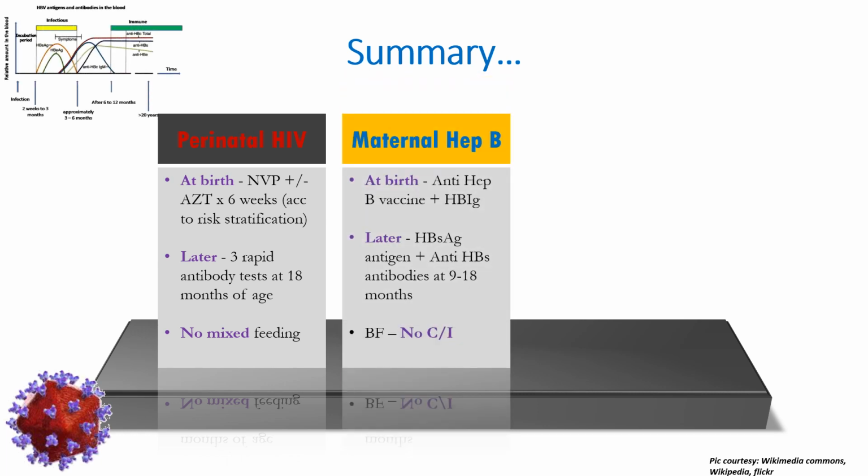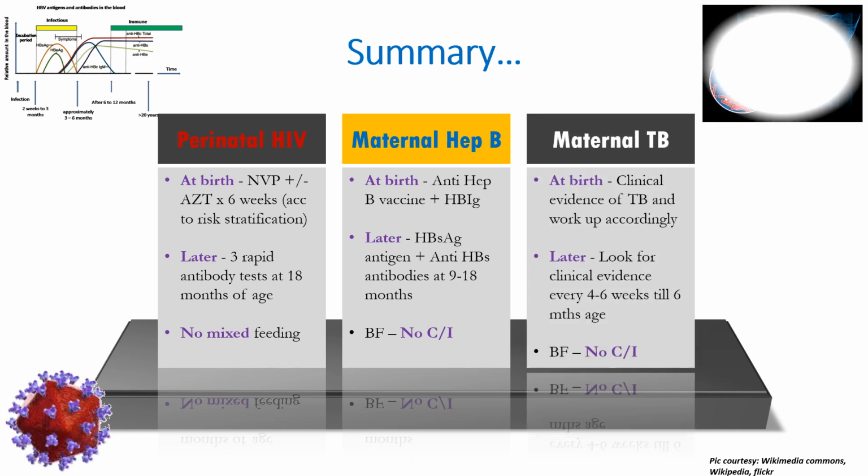In babies with maternal hepatitis B infection at the time of birth, we need to give hepatitis B vaccine and hepatitis B immunoglobulin. Later on, HBsAg antigen and anti-HBs antibodies are performed at 9 to 18 months, and depending upon the value, we proceed further. Breastfeeding is not contraindicated in patients with maternal hepatitis B infection.